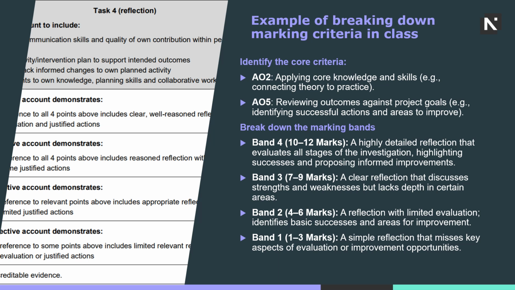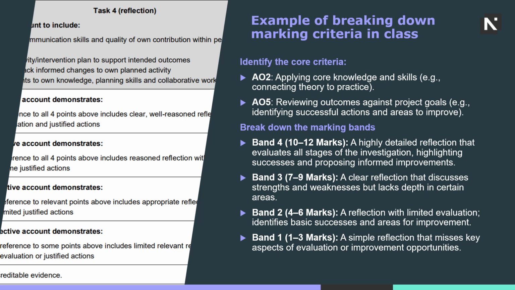So now let's look at an example of how you could break down the marking criteria in class. First of all, you would need to identify the core criteria for the students, which is your AO2, applying core knowledge, which is connecting theory to practice, and AO5, reviewing outcomes against project goals, for example, identifying successful actions and areas to improve. Next is breaking down the banding criteria from the mark scheme into smaller, more manageable chunks for your students to understand overall what the requirements for the band are. This is a really good scaffolding approach before introducing the full criteria.